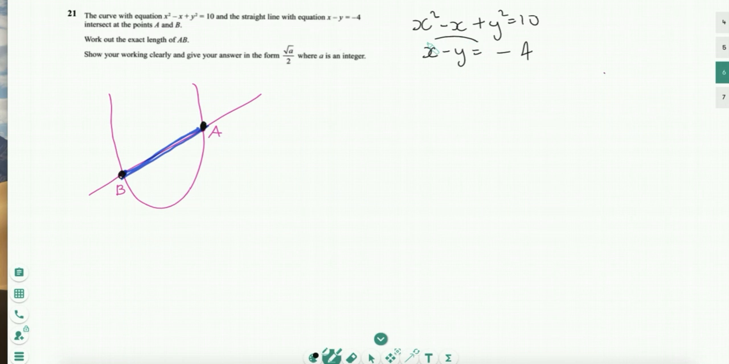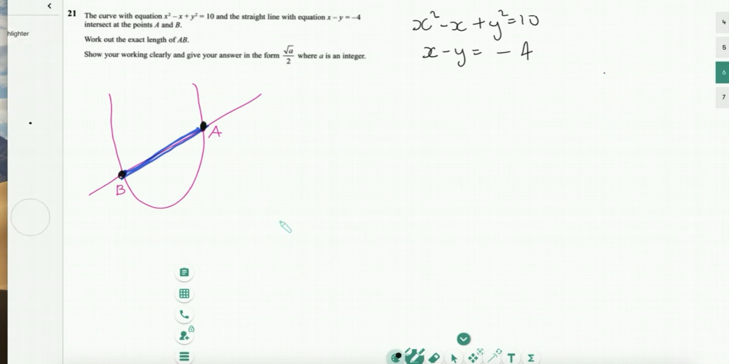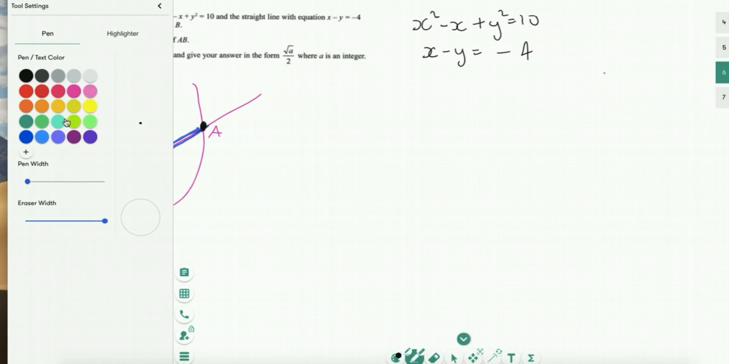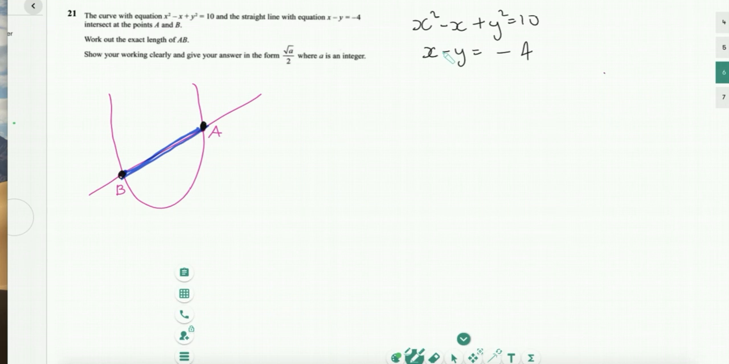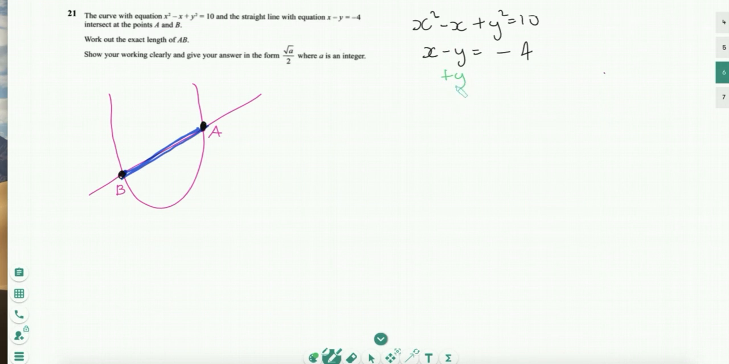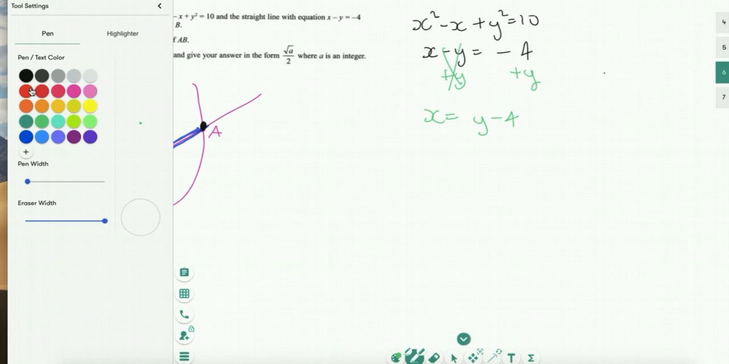So I've got my linear line. Let's rearrange it to make x the subject, okay? So if we make x the subject, we can plug it into our curved line. So let's get rid of this minus y by plussing y. Let's do the same thing to the other side. So minus y plus y cancels out. So we're left with x is equal to minus 4 plus y. All I'll just do, positive y minus 4. Now, let's get our curved line. Let's copy it out again.